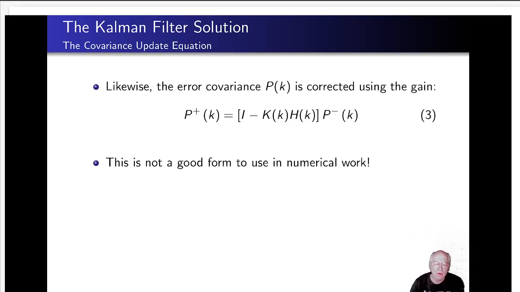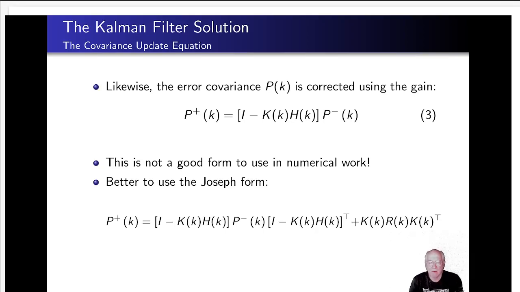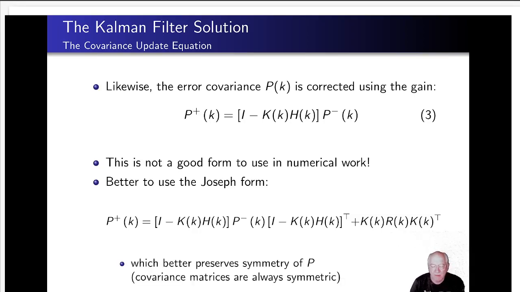Say, this is not a good form to use in numerical work, however. It doesn't preserve the symmetric nature of P. So it's better to use a form that's called the Joseph form, and here it is. The only difference here is that we pre and post multiply the P minus by the I minus KH term and its transpose, right? And then the measurement matrix R is also pre and post multiplied by K and K transpose. This really does preserve the symmetry of P a lot better. So for numerically stable work, this is the form you really want to use.